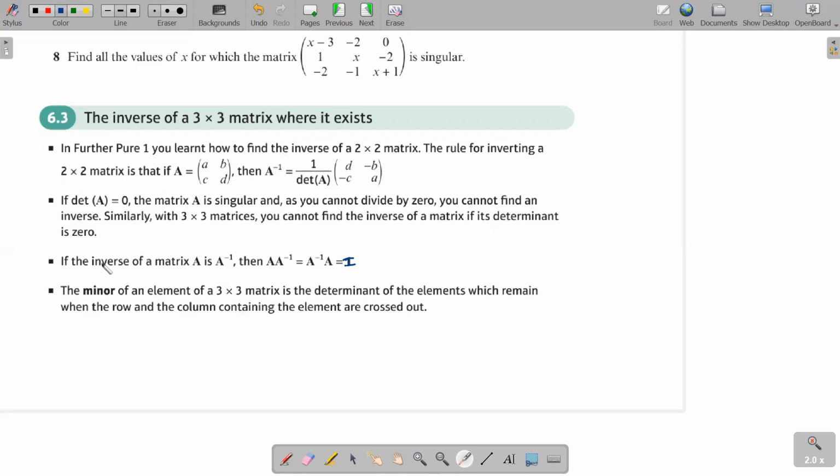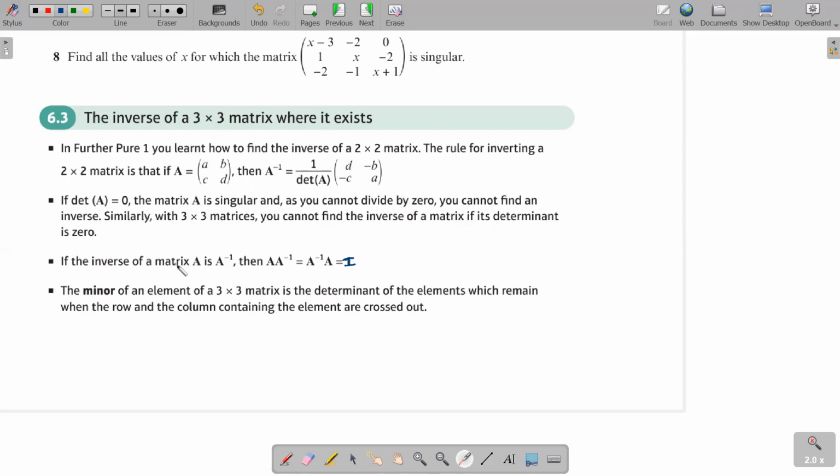The first thing is, I think you remember, if the determinant of the matrix is 0, the matrix is singular. And as you cannot divide by 0, you cannot find the inverse. You know about that, right? Singular matrices have determinant 0, and the inverse matrix doesn't exist.